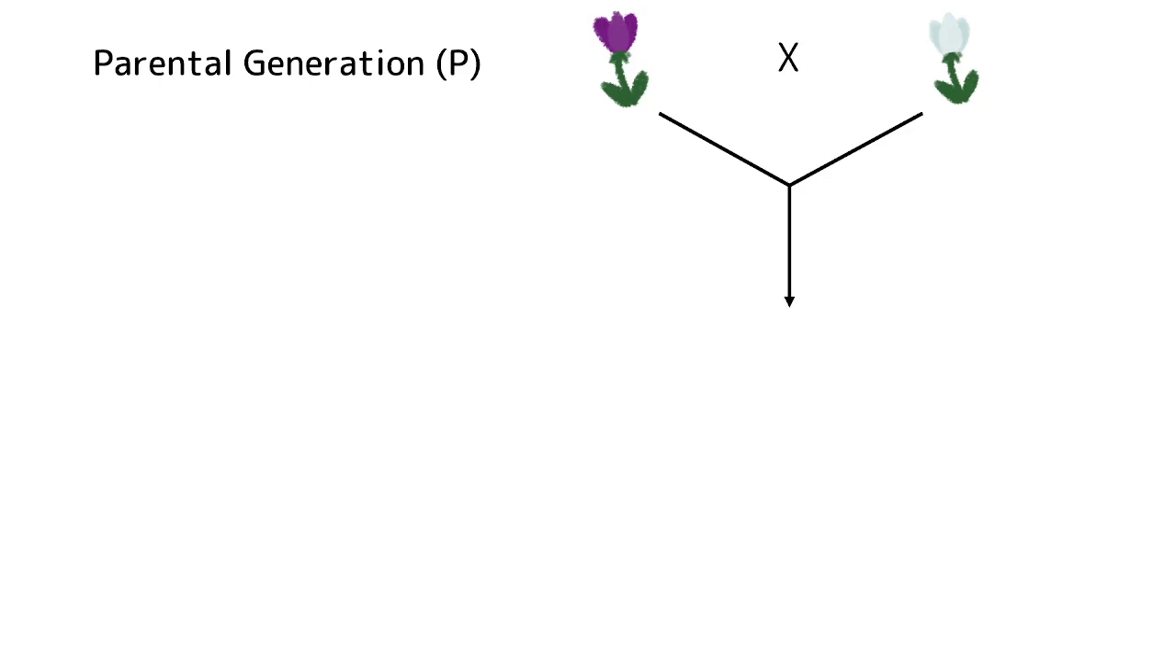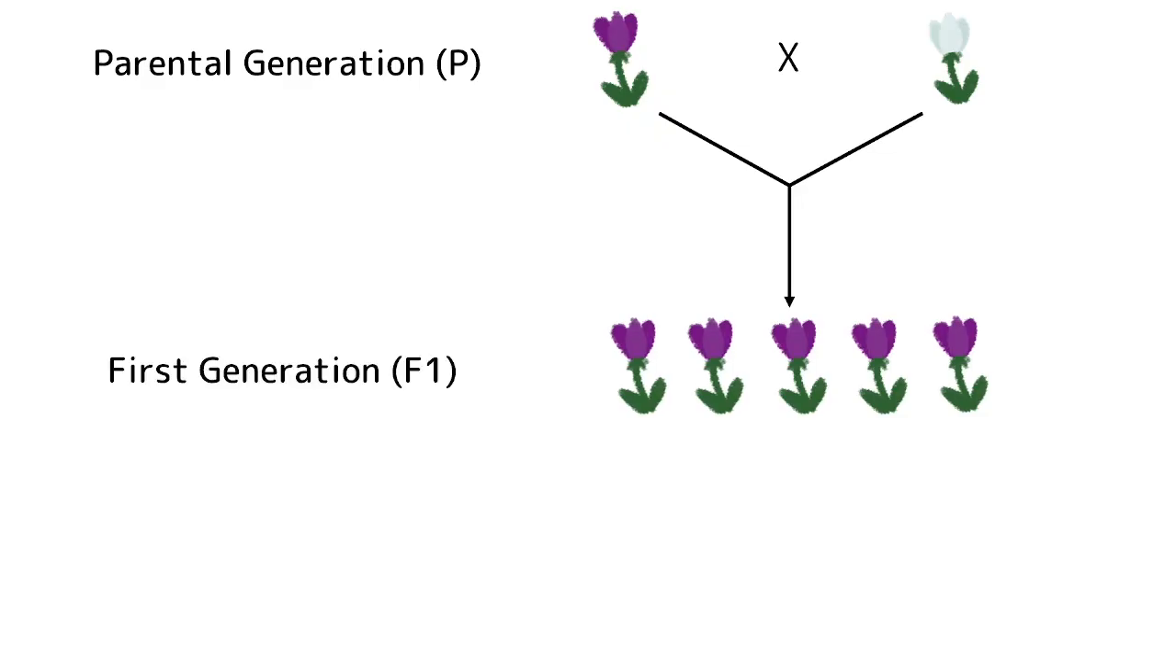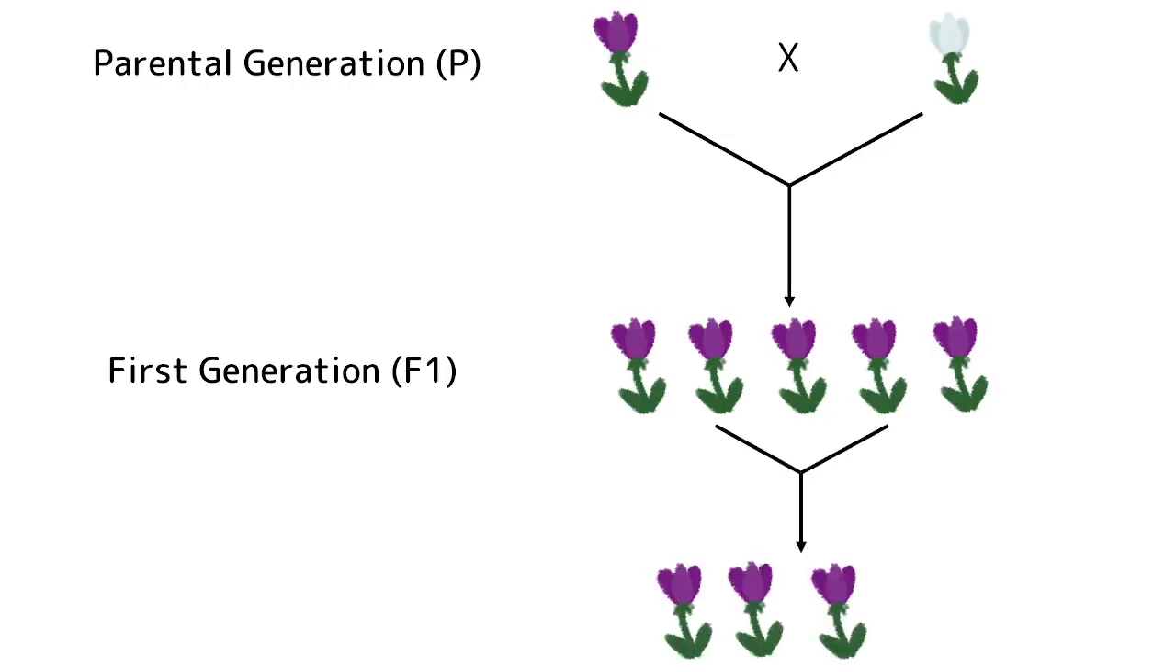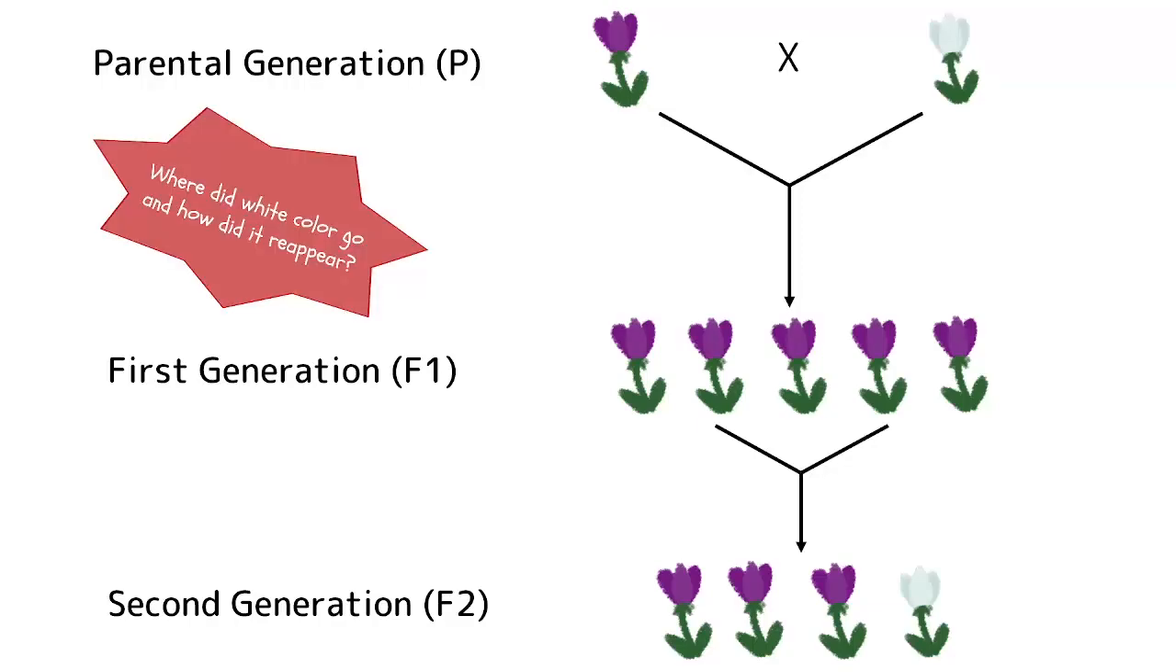Now, after these 2 flowers were cross-pollinated, Mendel only got the purple flowers in the first generation, and as we can see, the white color almost got lost. But was it really lost? So he decided to cross-pollinate the members of the first generation, and he got the purple and the white flowers with a 3-to-1 ratio in the second generation. Now a question persists. Where did the white color go and how did it appear?